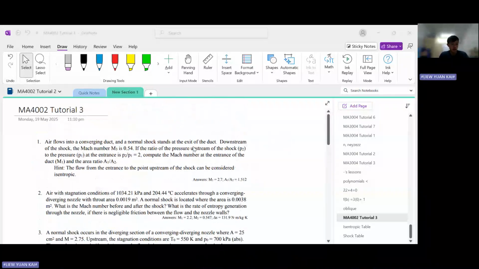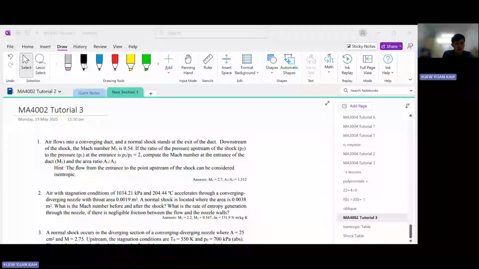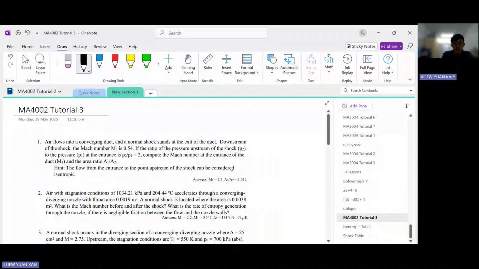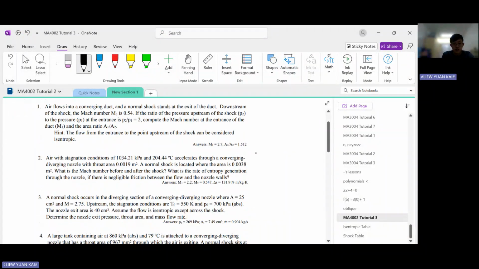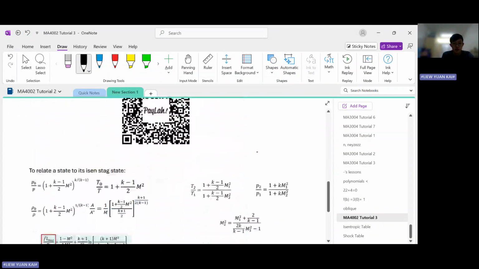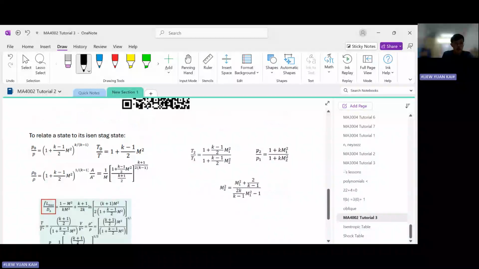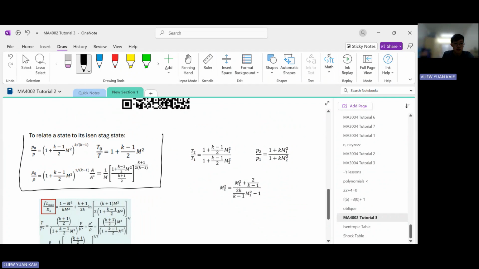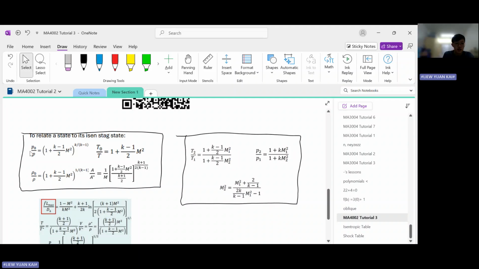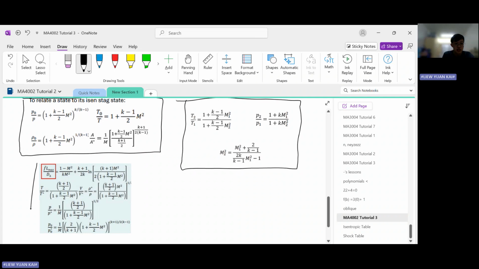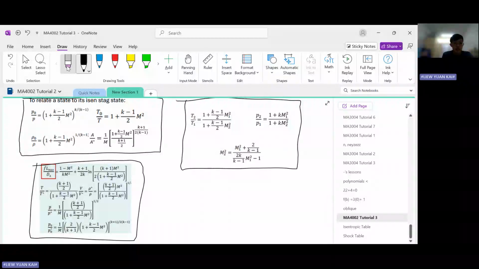So this is tutorial 3, which is mostly about normal shocks. In this set of video solutions, I'm going to use the formulas to solve problems. So mostly these things. What you see here is the isentropic flow relations. This is the normal shock flow relations. And down here is for the last question. It's Fanno line flow relationships.